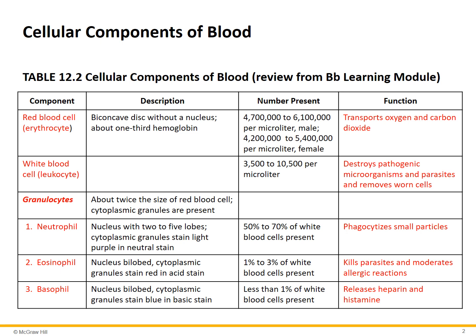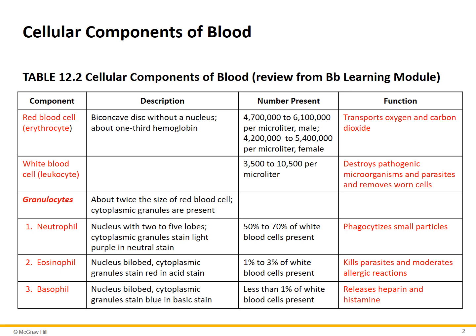Okay, but what you should have covered previously: red blood cells or erythrocytes transport oxygen as well as carbon dioxide. And the general function for white blood cells or leukocytes is they help to destroy pathogenic microorganisms. This could be bacteria, viruses, or parasites. They also help to remove any worn out cells that have died and need to have their bodies removed.